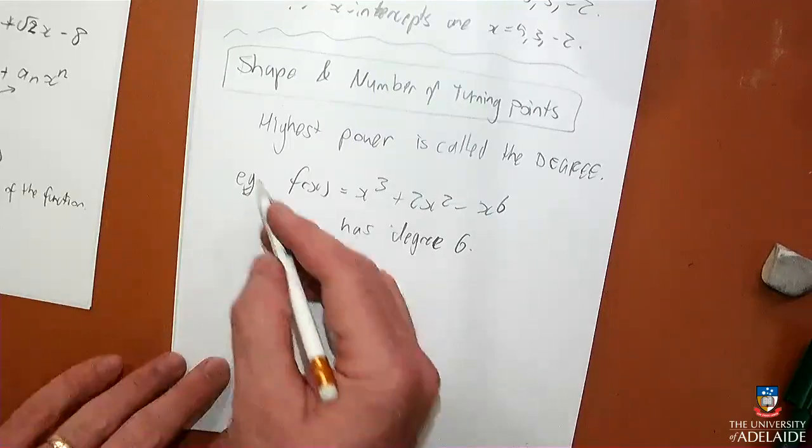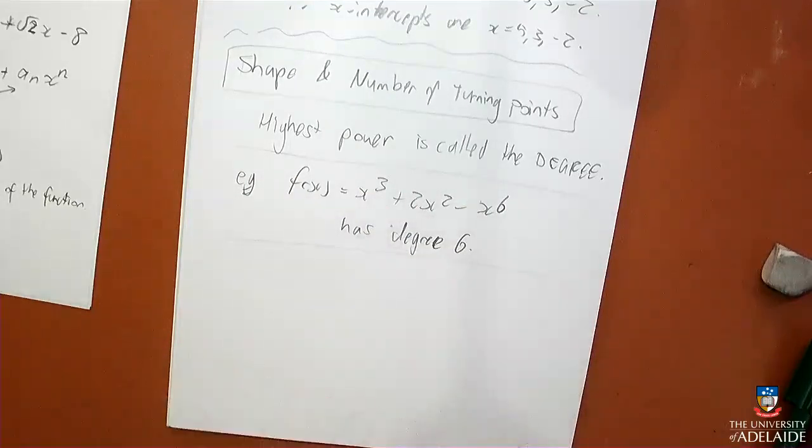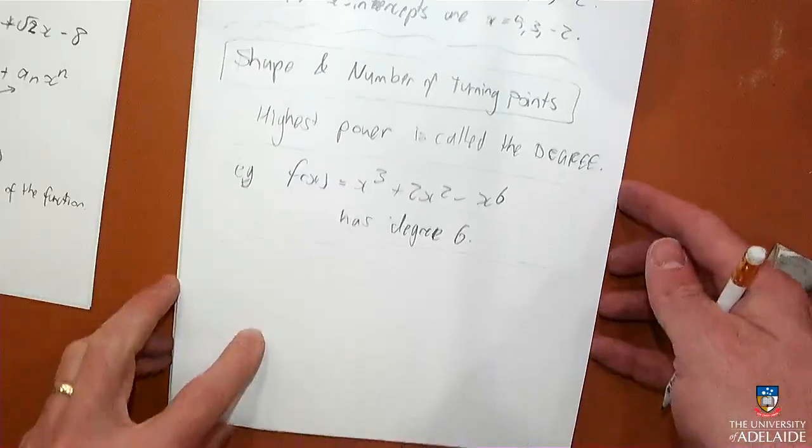Okay, so the highest power is called the degree, and it turns out that the number of turning points can be at most one less than the degree. And it also turns out that if you have an even degree, then both ends of the graph point in the same direction, and if you have an odd degree, then the two ends of the graph point in opposite directions. So that's quite a bit of information. I'm just going to pop that down.